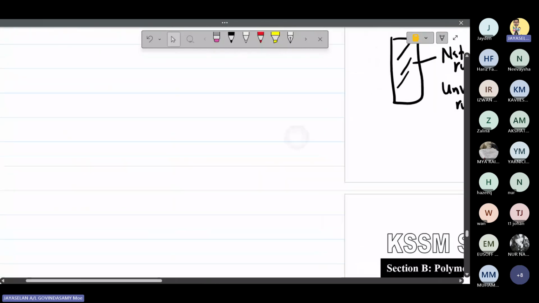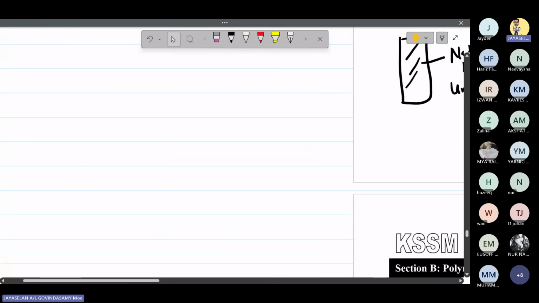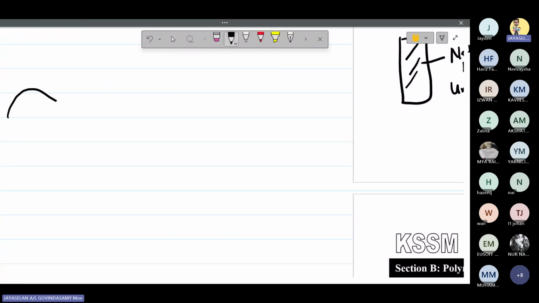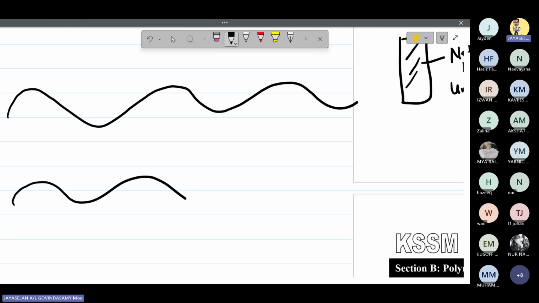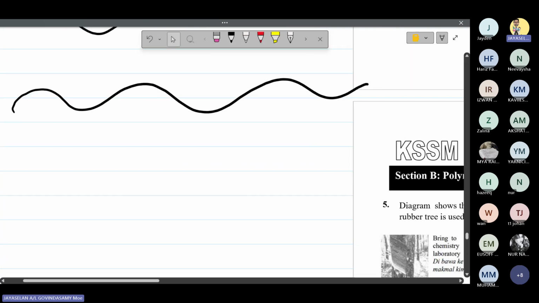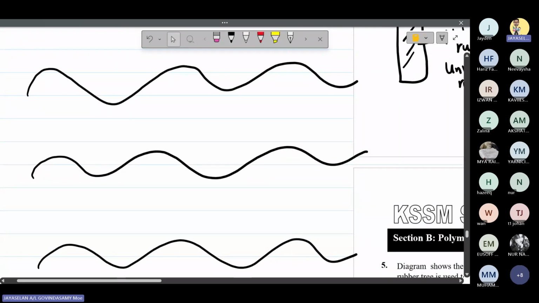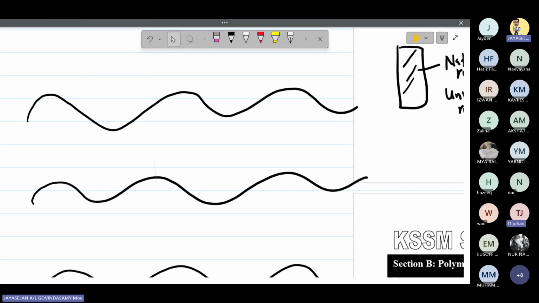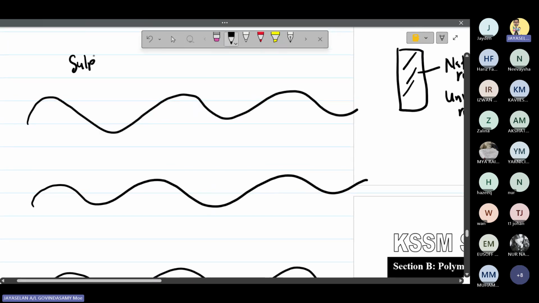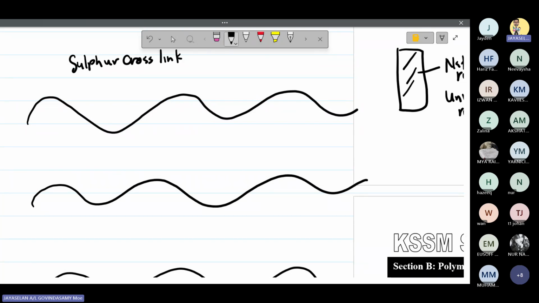So let's say they ask you to draw, they give you three items like this: a wave, rubber strip one, two, three. They already give you. They ask you to draw vulcanized rubber. This is unvulcanized rubber. What does vulcanized rubber have? It has sulfur cross links. Okay, how do you draw it?